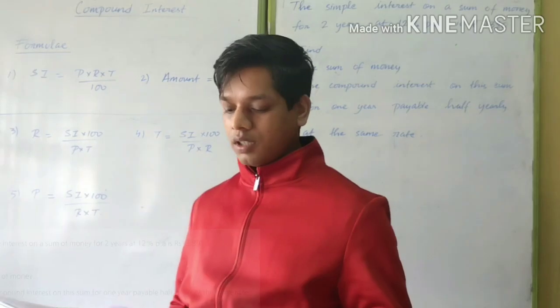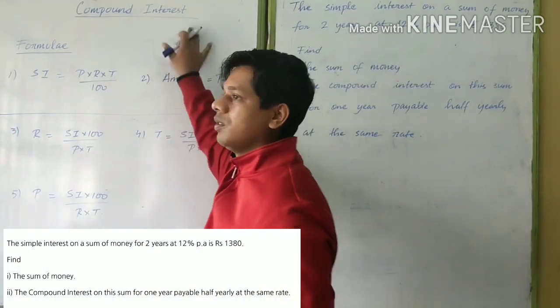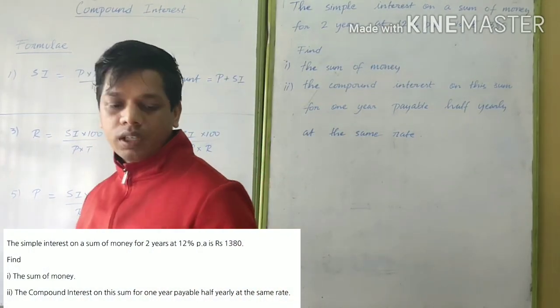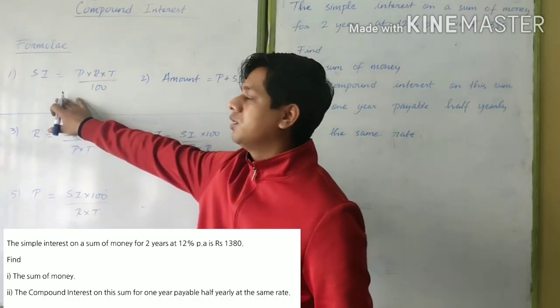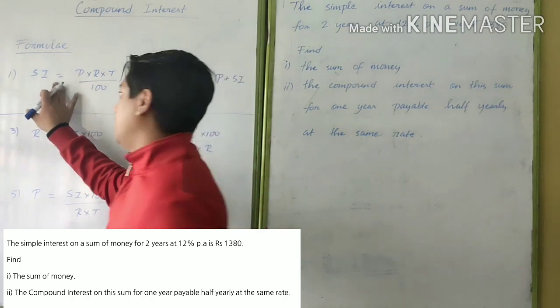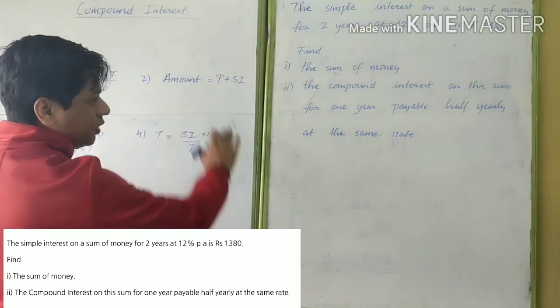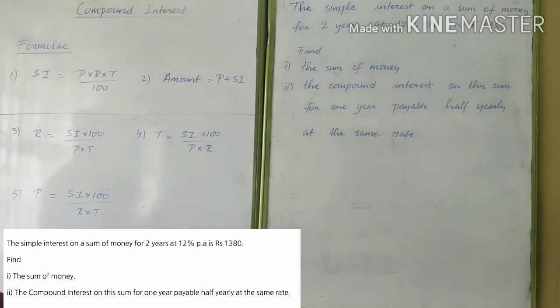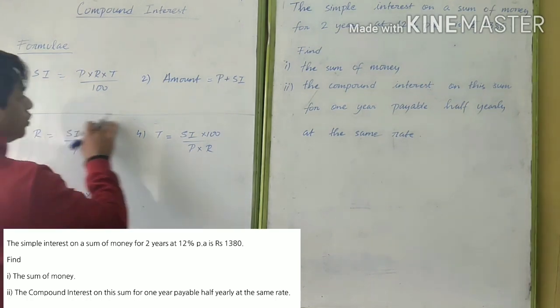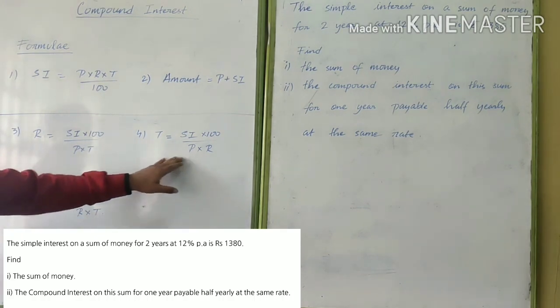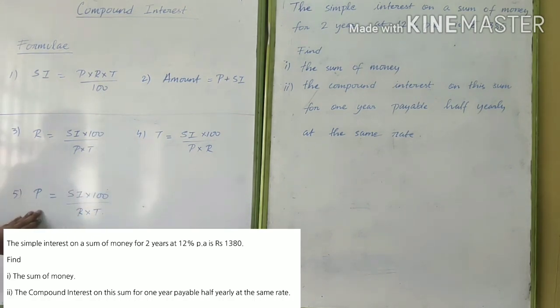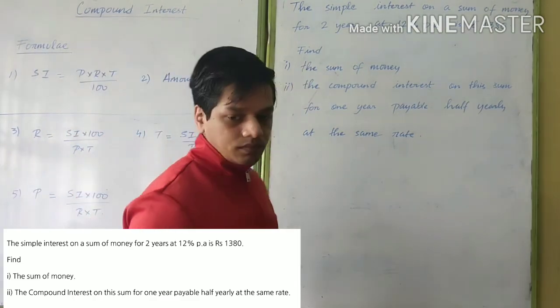Welcome back to the continuation of the compound interest chapter. In our last class, we used formula number 1 and number 2, finding simple interest and the amount, and with the help of that finding the compound interest. In today's video, we are going to learn some other formulas: finding the rate, finding the principal and finding the time. So let's get started.